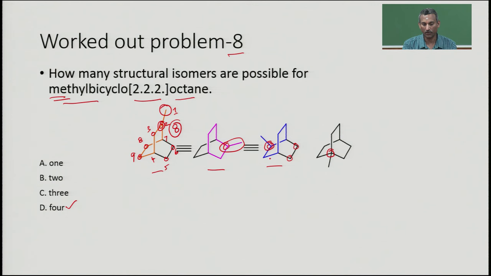So, all the 3 structures are one and the same structure, or they are equivalent structures, and here the methyl group is not present in the bridge head position. So, that is one isomer, and there is another isomer where the methyl group is present in the bridge head position. So, the total number of structural isomers possible for this structure is 2. Like that we can solve this particular problem.